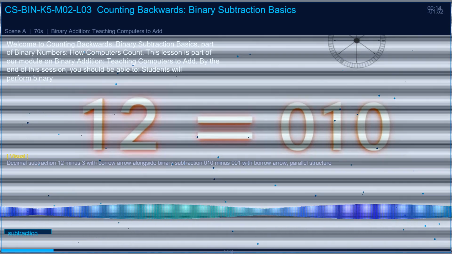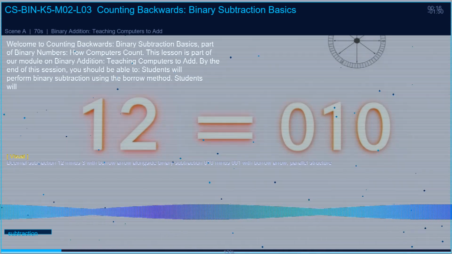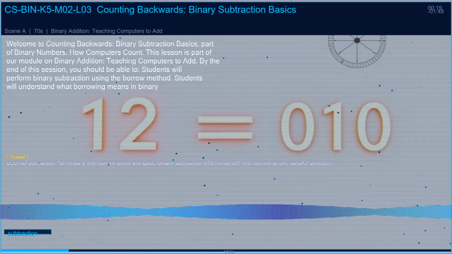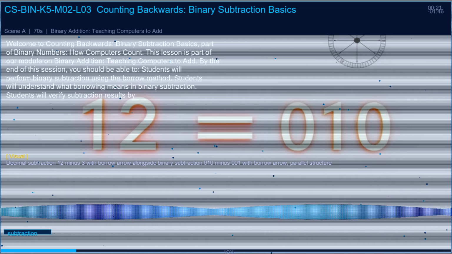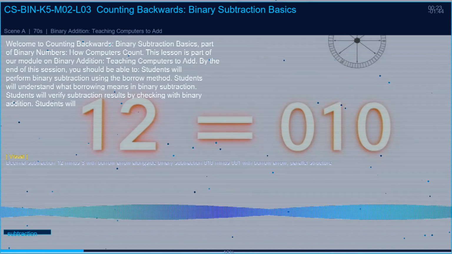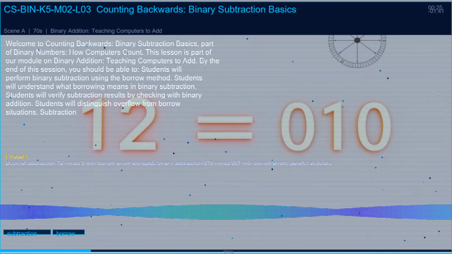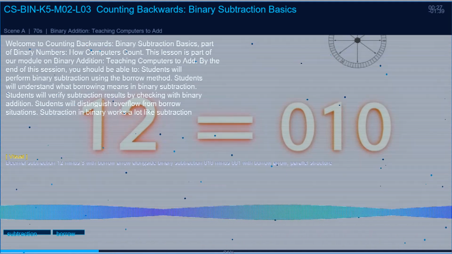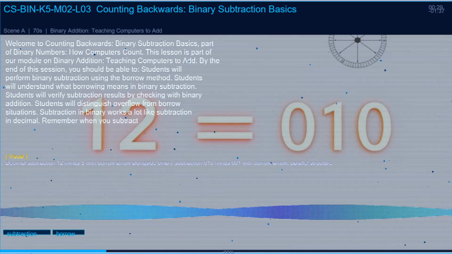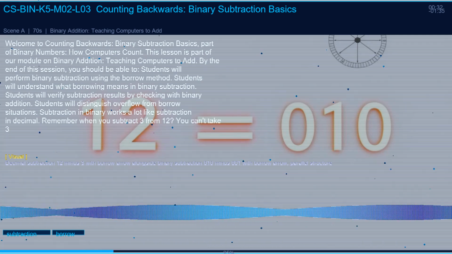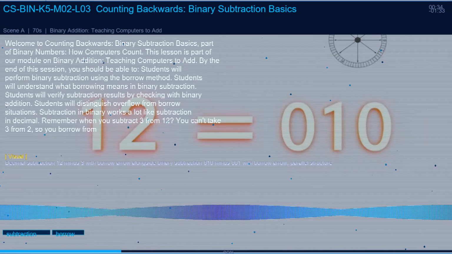By the end of the session, students will perform binary subtraction using the borrow method. Students will understand what borrowing means in binary subtraction. Students will verify subtraction results by checking with binary addition. Students will distinguish overflow from borrow situations.